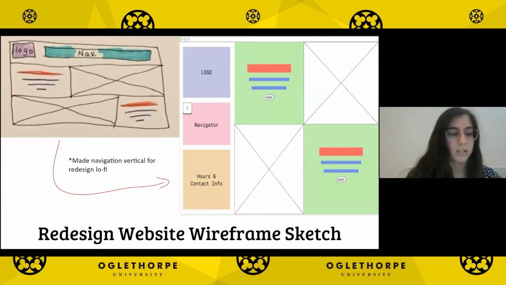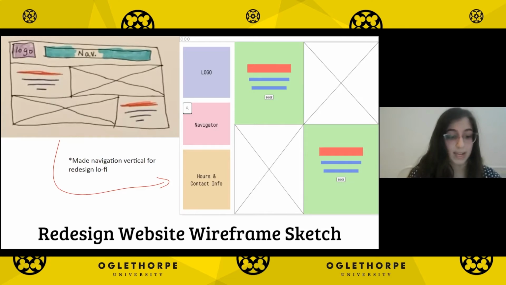So first, I started doing some wireframe sketches for the homepage. The purpose of a wireframe is to simplify the structure of a website to its basic elements. For example, you see the X's right here represent images, and the red lines in both this one and this one represent just titles. The same with the smaller blue lines, they represent just smaller text.